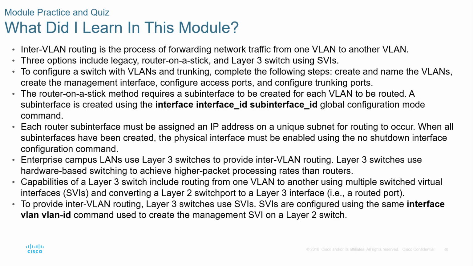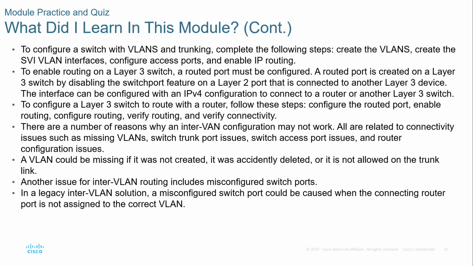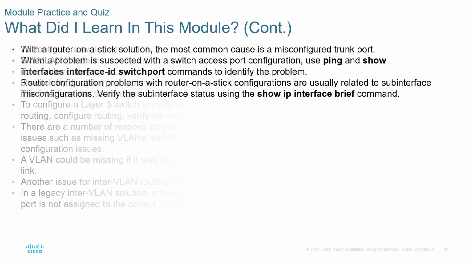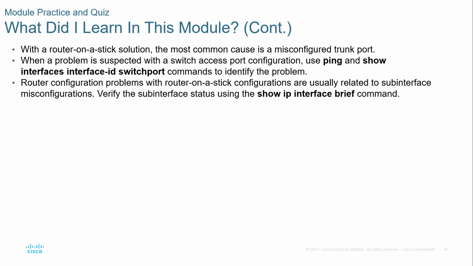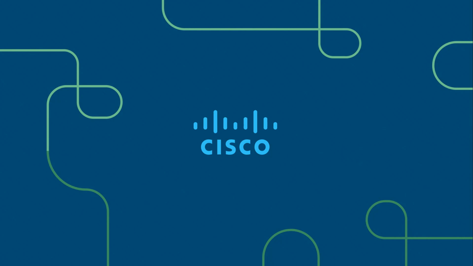So what did we learn? We learned how inter-VLAN communication occurs: legacy, router on a stick, layer 3 switching. We looked at how to configure router on a stick and layer 3 switching. We looked at the importance of SVIs and them being configured as a default gateway, and we looked at troubleshooting. We looked at a few of the show commands that were there. And that's it for this module.